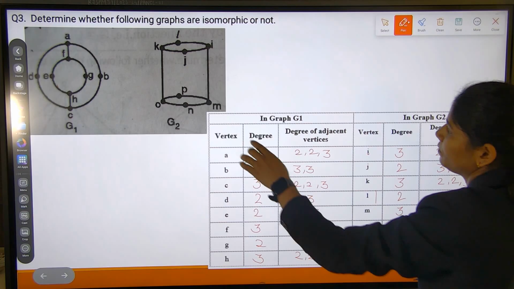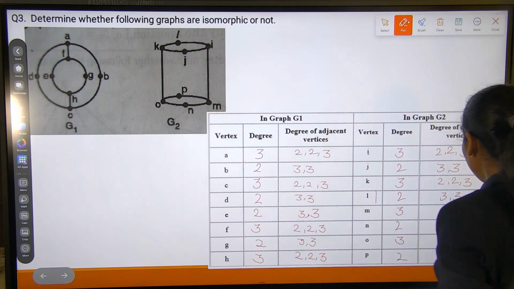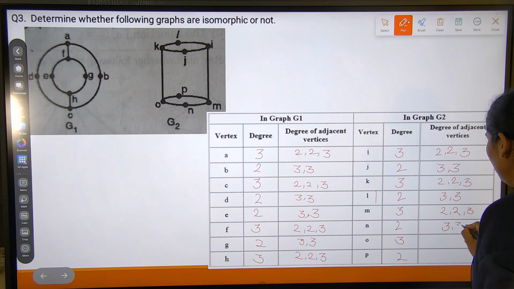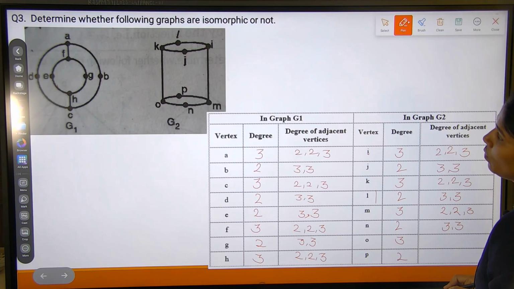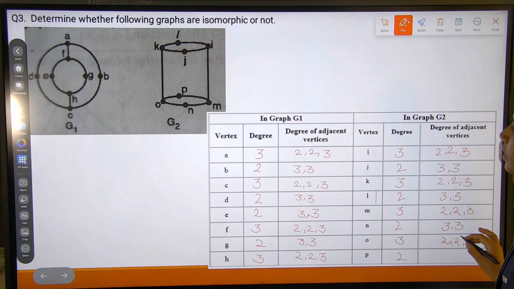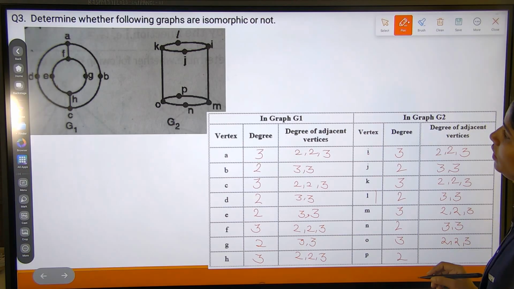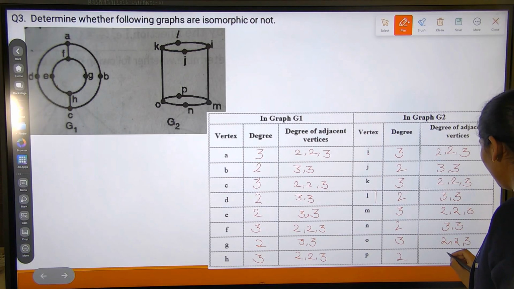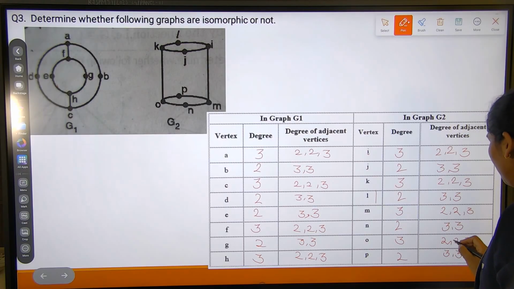For N, the 2 adjacent have degree 3, 3. For O, there are 3 adjacent having degree 2, 2, 3. So, write down here. Next, for P, there are 2 adjacent vertices having degree 3 and 3.